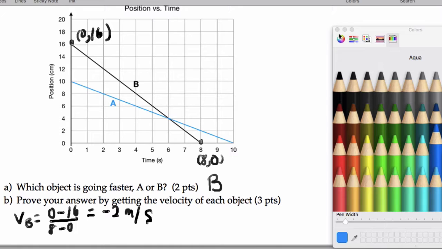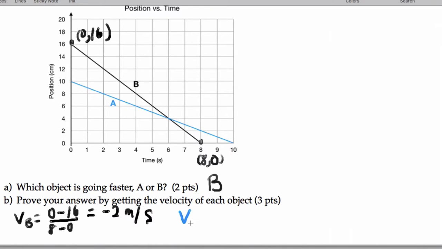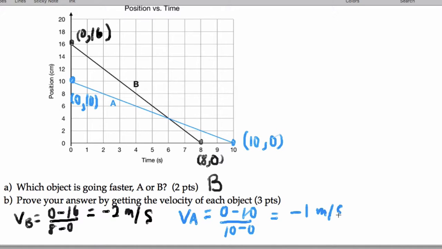And then let's take a look at the velocity of object A. Using similar reasoning, at 10 seconds, the object is located at the origin. And at 0 seconds, it's located at the 10 centimeter mark. So doing that rise over run is going to be 0 minus 10 over 10 minus 0. And that's giving us a velocity of -1 meters per second.